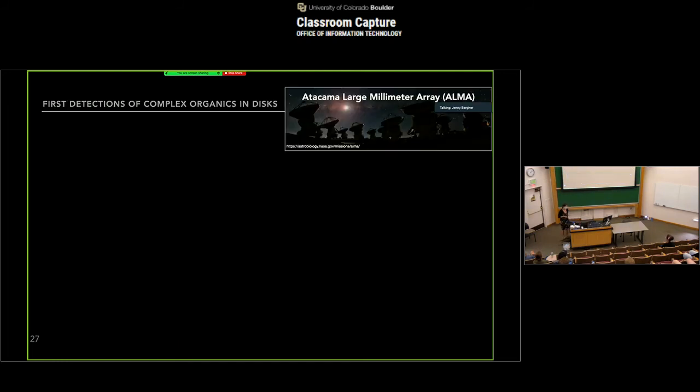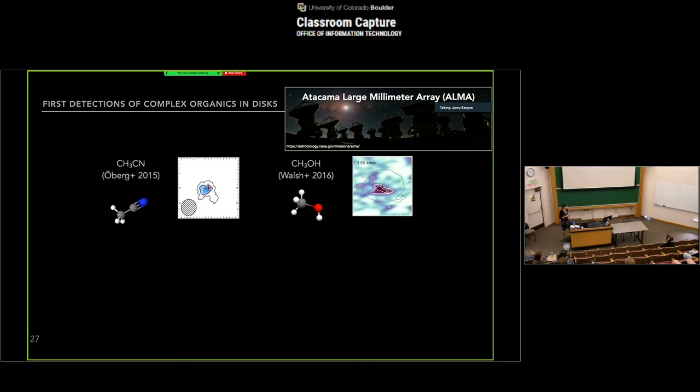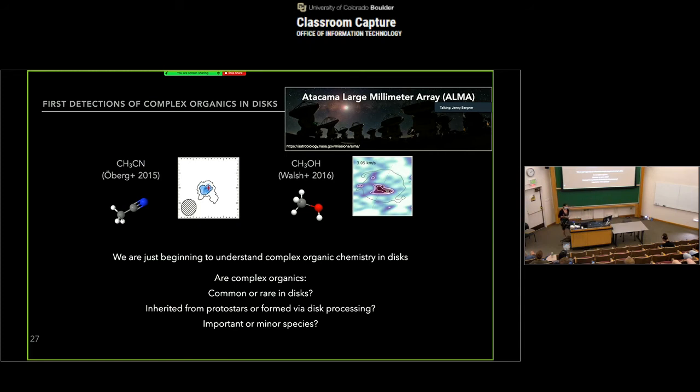All right, so the ability to study complex chemistry in disks is actually pretty recent. The first detection of complex organics in disks was made just a few years ago. Methyl cyanide was detected first in 2015, followed by methanol in 2016, and these were both done thanks to the ALMA array, which I know several people in this department use. So we're really just beginning to understand the complex chemistry in disks, and really fundamental questions like, are these complex organics common or rare in disks? Are they inherited from the early stages or formed through disk chemistry? And are they important or minor species as far as the total volatile budget goes?